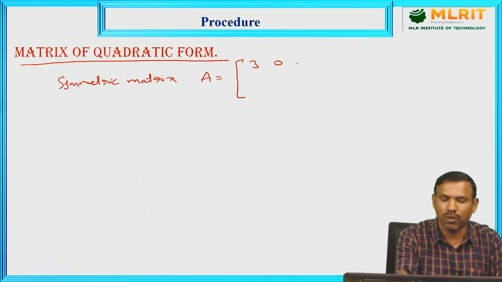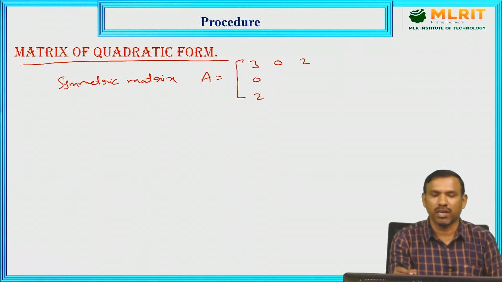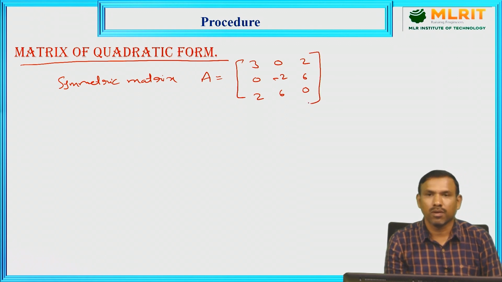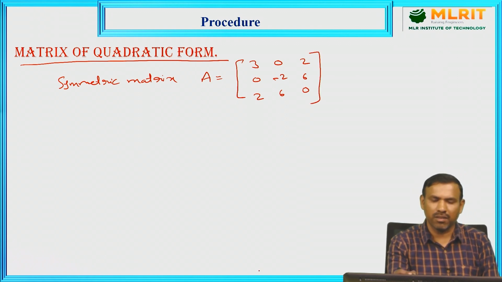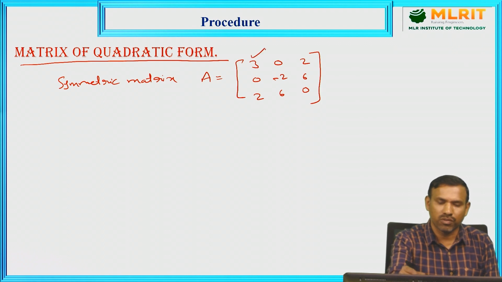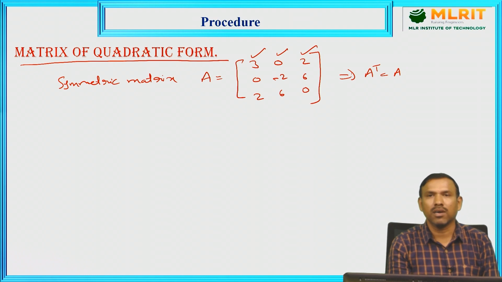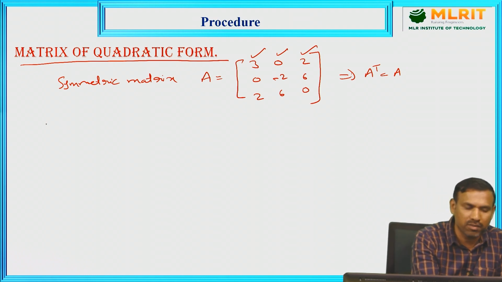3, 0, 2. For the first row and first column we should write equal elements, then the remaining elements: minus 2, and here suppose 6, here 6, and suppose here I am writing 0. Is it symmetric? Definitely. 3, 0, 2; 3, 0, 2. First row, first column. 0, minus 2, 6; 0, minus 2, 6. Second column, second row. 2, 6, 0; 2, 6, 0. Clearly it is symmetric, such that A transpose is equal to A.